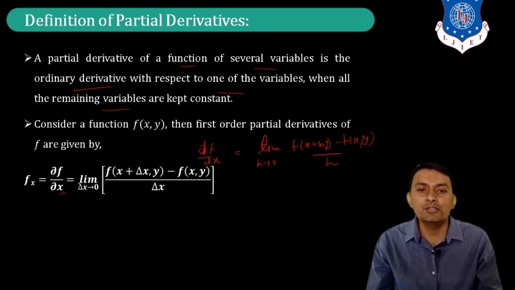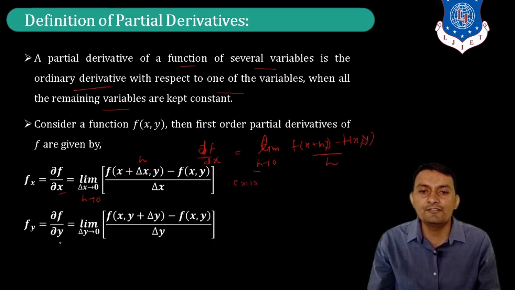We are going to consider h replaced by delta x. Also you can assume that h tends to 0. So del f by del x is the limit of f of x plus h comma y minus f of x comma y, divided by delta x. If I consider del f by del y, that means we need to consider the change in the y coordinate. That means f of x comma y plus delta y minus f of x comma y, divided by delta y.